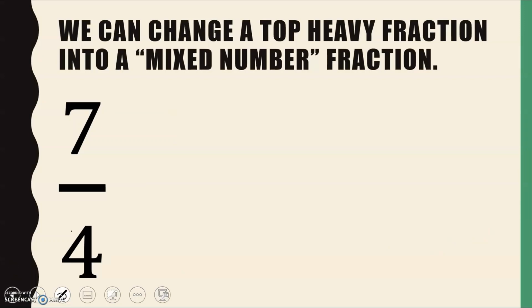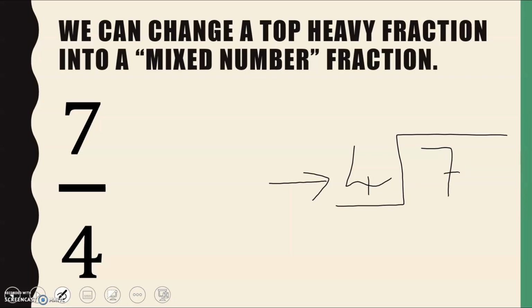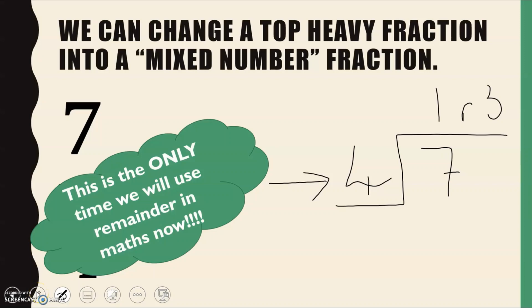We can change a top-heavy fraction into a mixed number fraction using the following steps. I'm going to see how many times my 4 goes into 7. Well, 4 goes into 7 once, and this time I'm going to use my remainder. This is the only time in maths that we are going to use a remainder when we are dividing. When we were doing our decimals topic, I said we didn't use it anymore. We would put a decimal point in, put a 0 at the end and carry over. But for our mixed number fractions, we need a remainder this time. So 4 goes into 7 one full time and a remainder of 3.